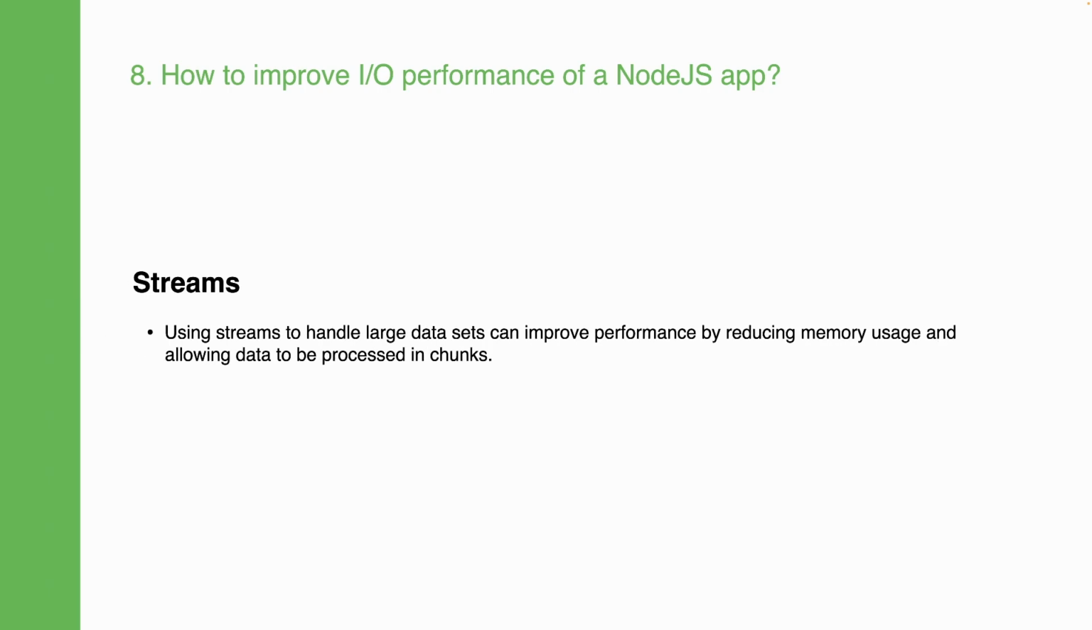Using streams to handle large datasets can improve performance by reducing memory usage and processing data in chunks. Streams allow you to process data as it is being received, rather than waiting for the entire dataset to be available, leading to more efficient memory and I/O management. There's actually a whole section in this course specifically devoted to streams, so be sure to check that out.